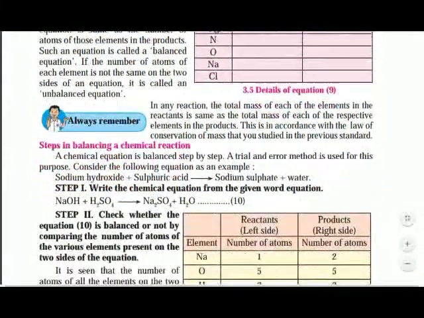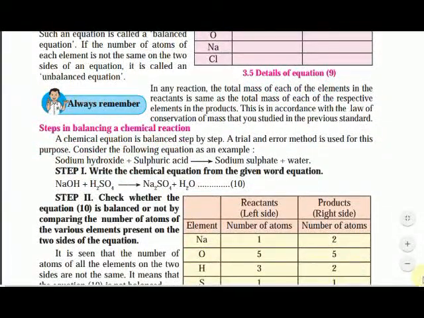In any reaction, the total mass of each of the elements in the reactants is the same as the total mass of each of the respective elements in the products. You will see that the total mass of reactants is equal to the total mass of products in a balanced equation. This is in accordance with the law of conservation of mass, which you have studied in the previous standard.